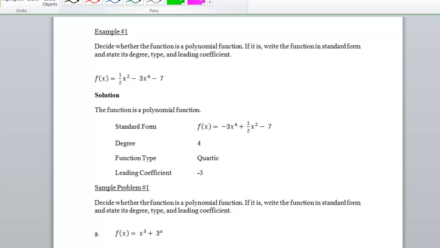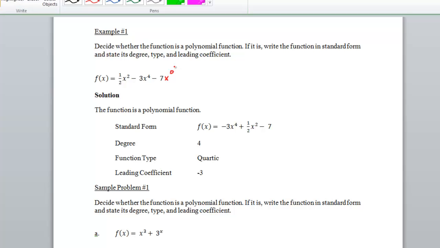They all seem to be whole numbers, and if you remember, 7 is a constant value, so that's understood to be x to the 0. So that tells us that we are dealing with a polynomial function. However, to write it in standard form, it must go from the highest degree value or highest exponent value down to the lowest exponent value. So we need to rearrange these.